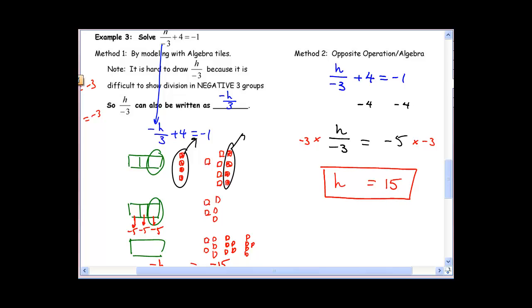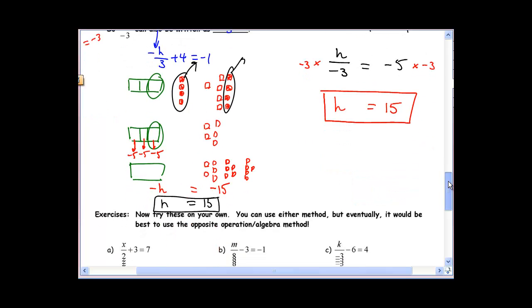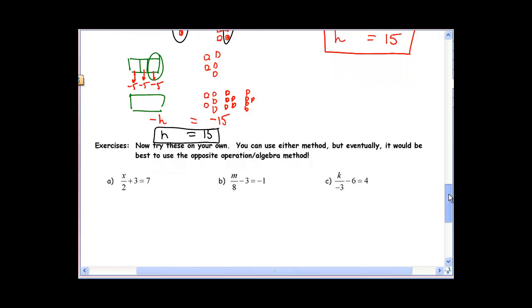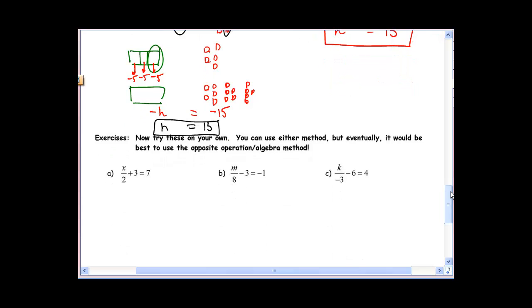Okay. All right. That's it for today's lesson. But I'd like you to try these exercises underneath on your own. Once again, stop the tape here. Try it on your own first. Then come back and check your answers. Okay. Hope you get this stuff. It's your turn to try. Go.